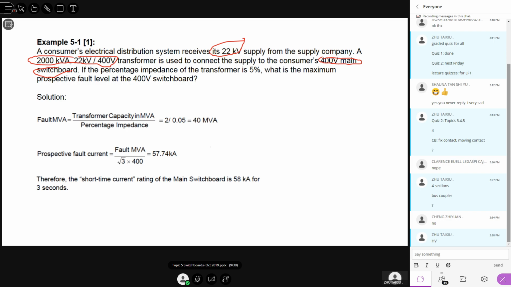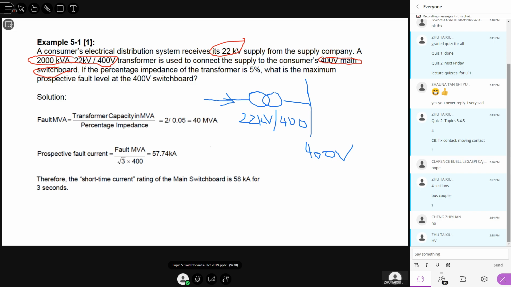Now it goes like this. You see incoming 22 kV, then there's a step down transformer, then to the main switchboard. This one is the 400 volts switchboard. So this side is 22 kV. The other side is, of course, 400 volts. So the incoming is here. This is the incoming.